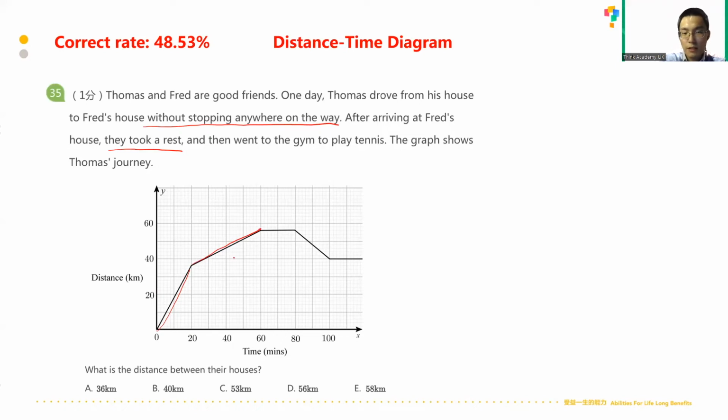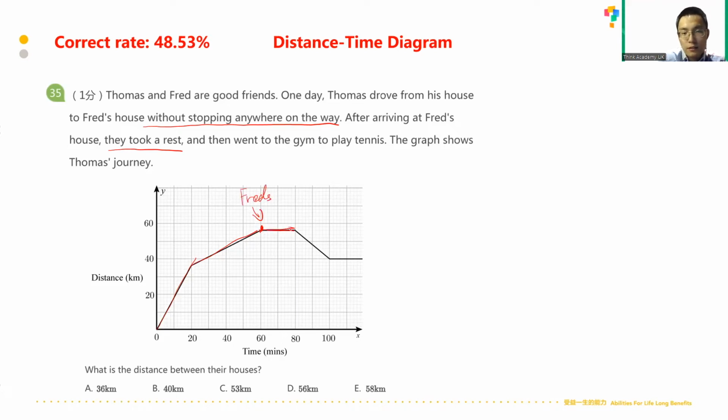Some students made a mistake here. They consider from 0 to 20, at this point here, we have arrived at Fred's house. And then from 20 to 60, here we're going to the gym to play tennis, and then playing tennis, and then going back home. That's not the case, because we're not stopping after we arrived at Fred's house. So this is moving, this is moving. So this is the point where we arrive at Fred's house.